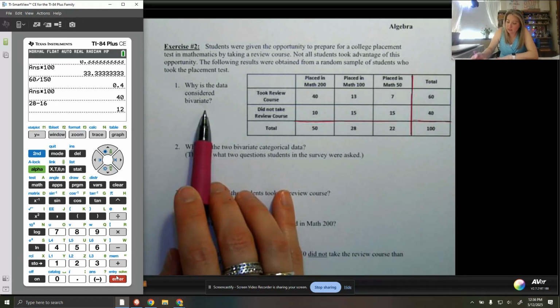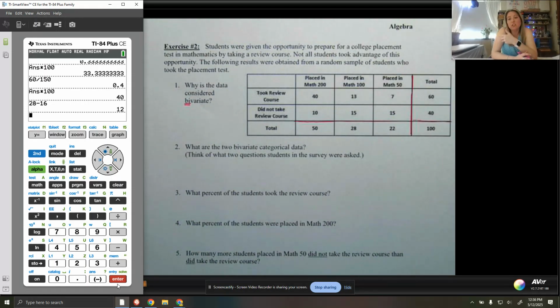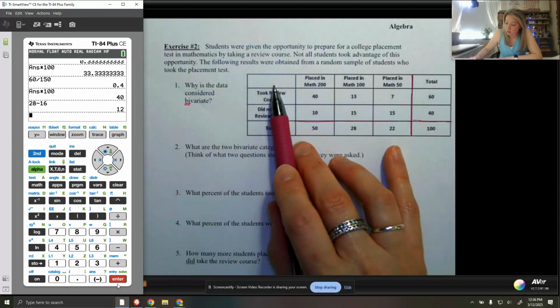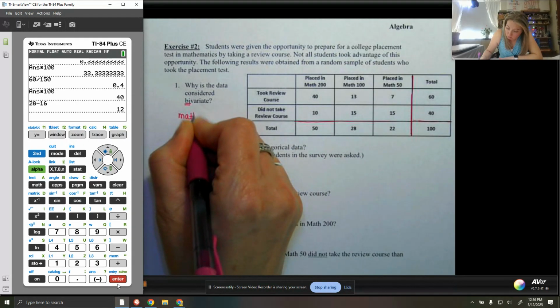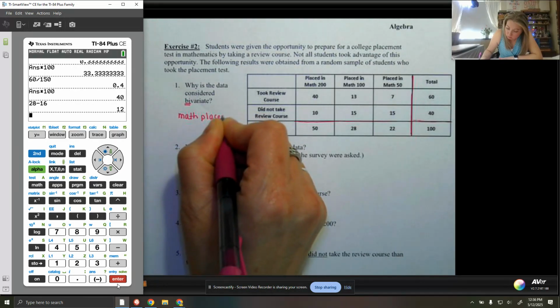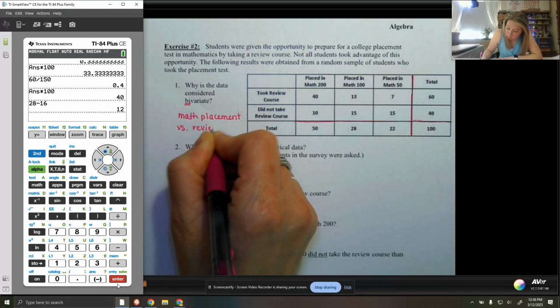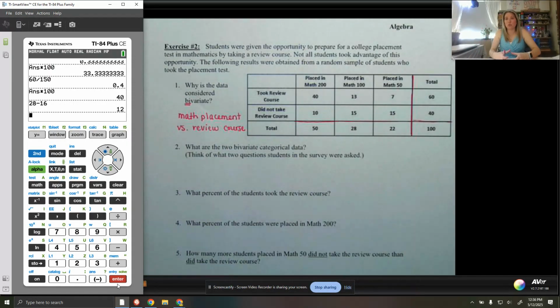So why is this data considered bivariate? Well, I wouldn't consider it linear regression bivariate, but it's considered bivariate in that there are two main categories of data that you are looking at. Math placement versus review course? So when you have two main categories of data, two bivariate.